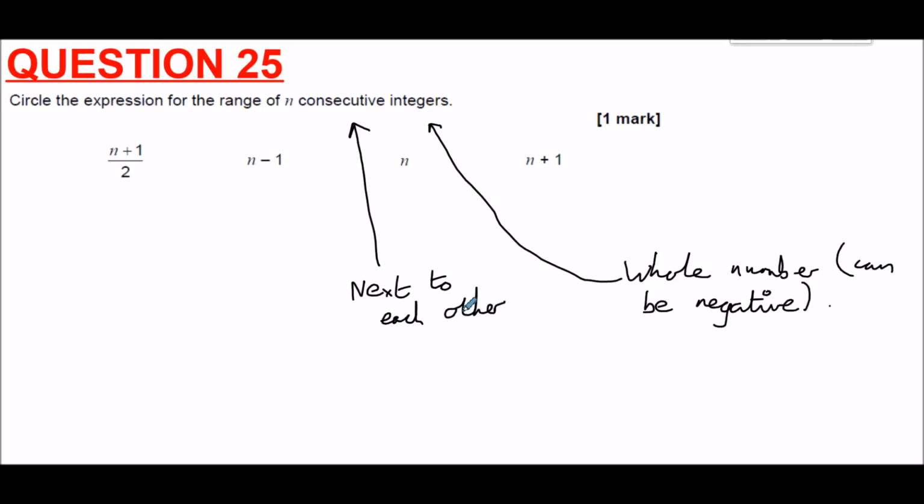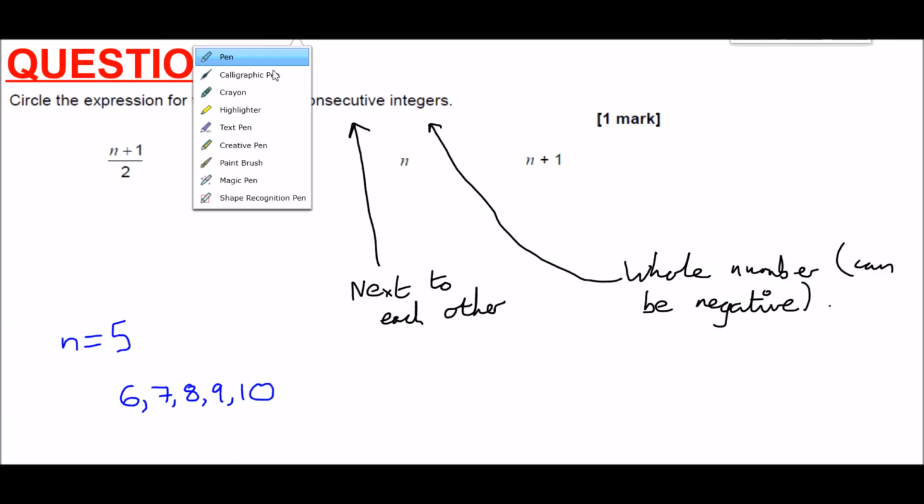Now the fact it says n just confuses things because it's hard to picture. So let's just say, for the sake of argument, maybe n equals 5. We don't know what n equals, but if n equals 5, let's pick 5 numbers. 5 whole numbers in a row that are next to each other. So maybe we can start at 6. So 5 consecutive integers starting from 6 could be 6, 7, 8, 9, and 10. Those are 5 consecutive integers where n is 5. 1, 2, 3, 4, 5.